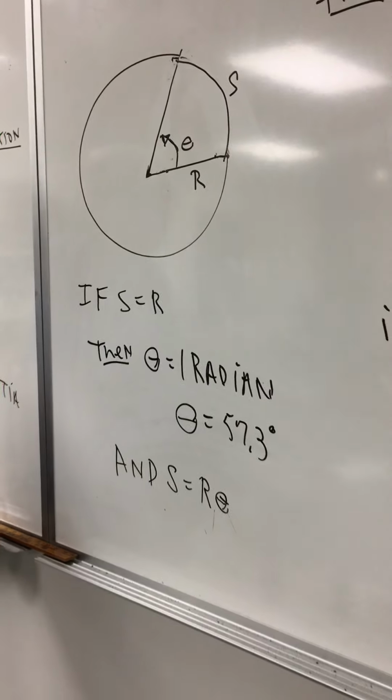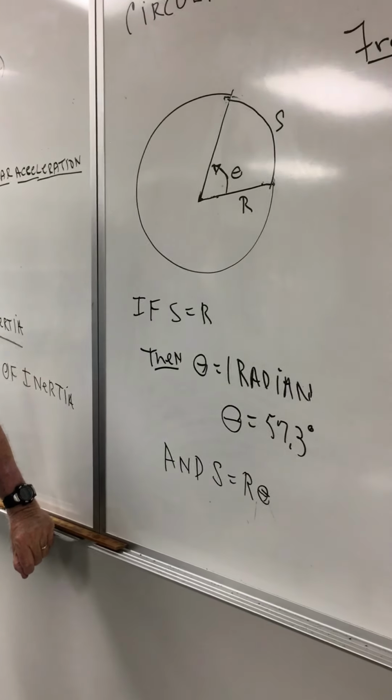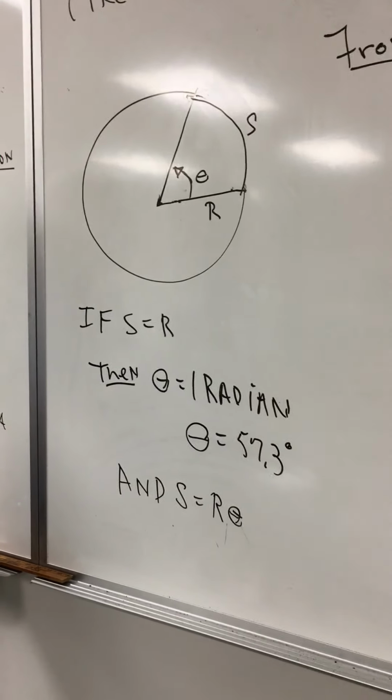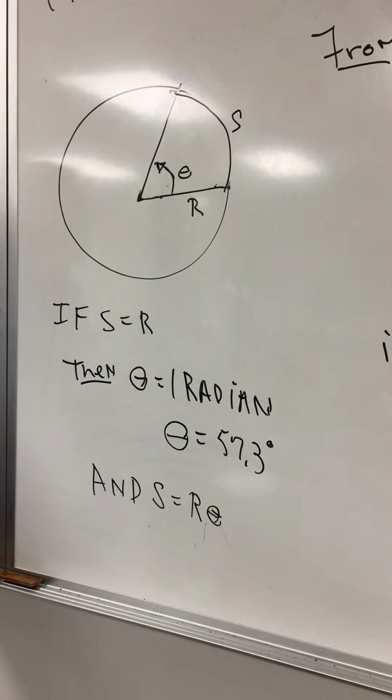Now, we haven't had to use radians before. The radian is a dimensionless quantity. It doesn't usually get into the final answers of the problems, but it's something which is very useful in Chapter 8.